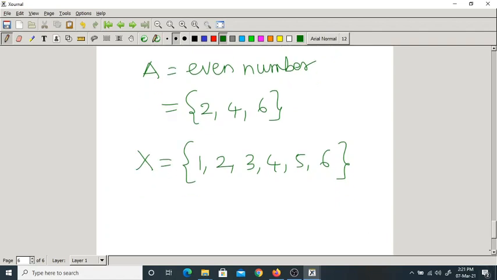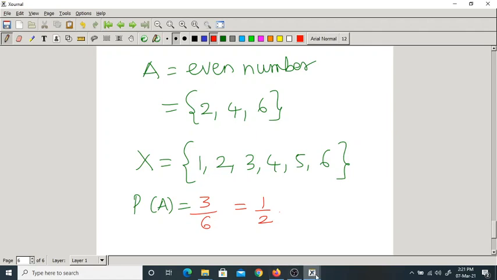First of all, what is the probability of A? In A there are only 3 elements, divided by the total elements in the sample space, 6. So that is 1 over 2. We got P of A.